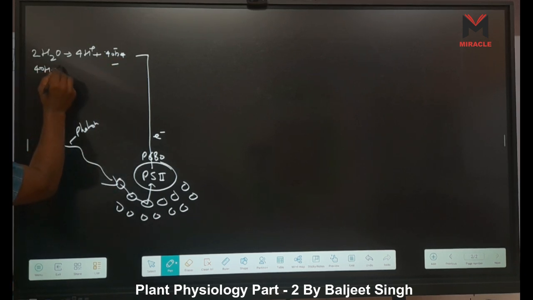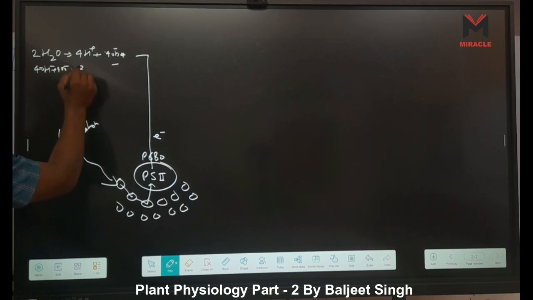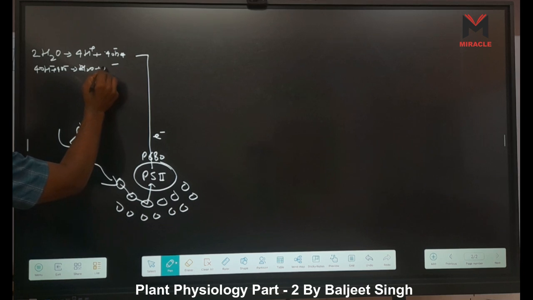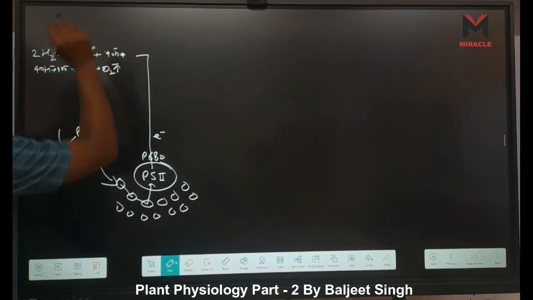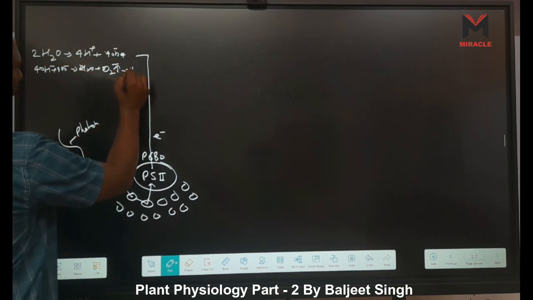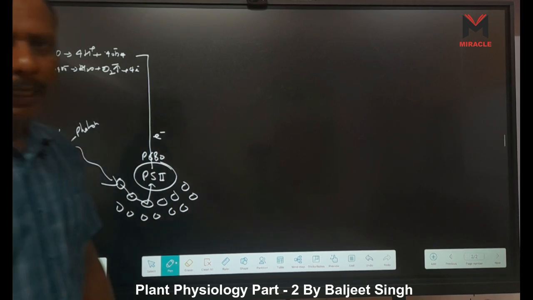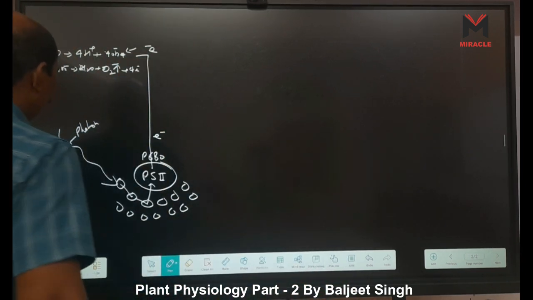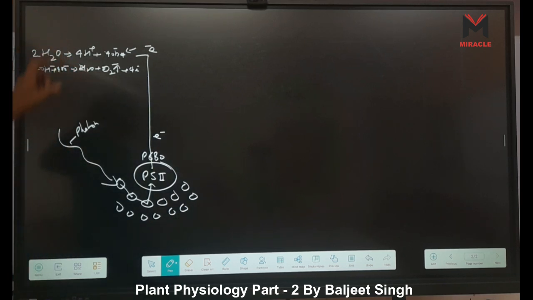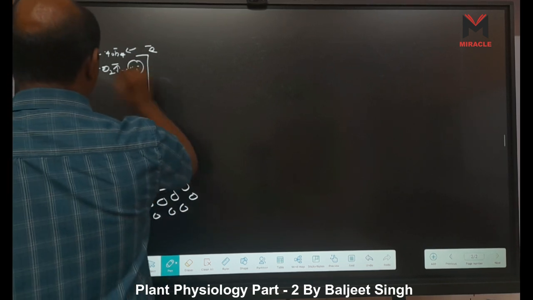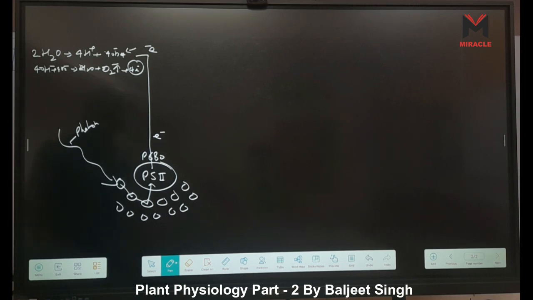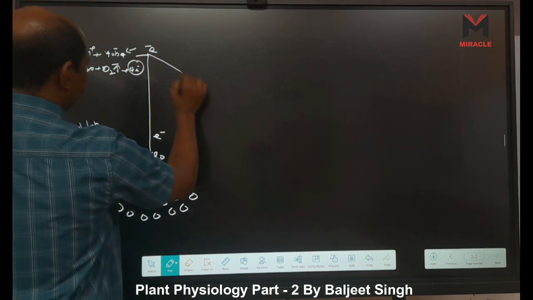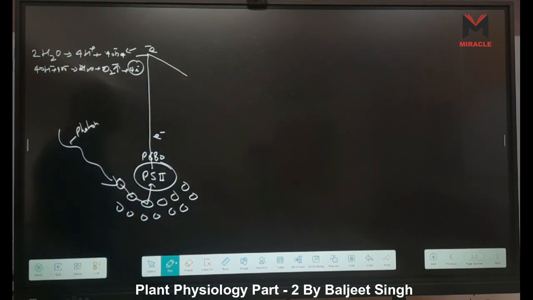Okay, 4H plus, 4 electrons, and this 4OH minus forms H2O plus O2. It is released into the atmosphere, plus 4 electrons are formed. This electron is released from the photolysis of the water molecule, and it is transported into the electron transport system.